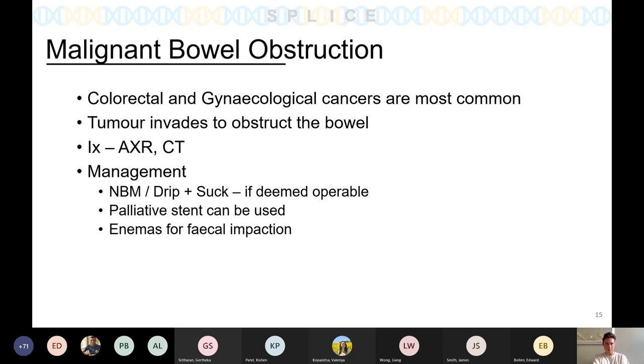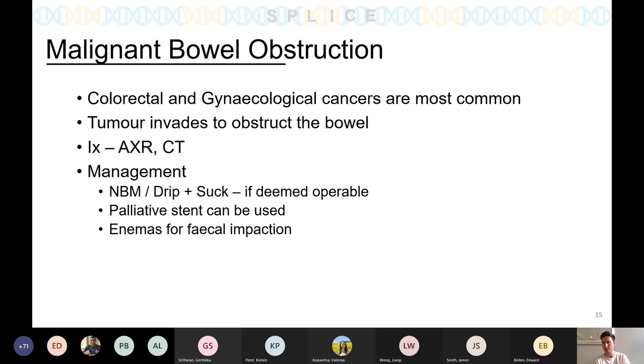Then the last of what I'd say are the main emergencies is malignant bowel obstruction. Just a quick slide on this. Essentially, the tumors are growing or invading to basically block and obstruct the bowel, which causes symptoms of obstruction: pain, nausea, abdominal swelling, vomiting. Sometimes it'll be operated on, but often the treatment becomes palliative and symptom relief.